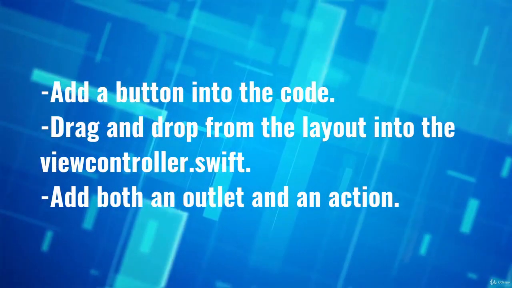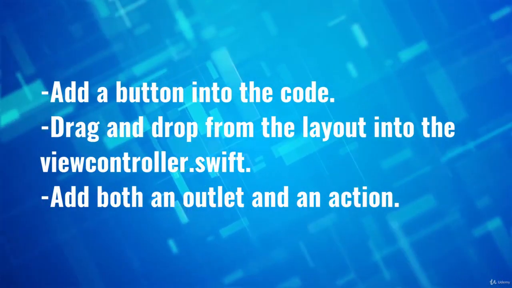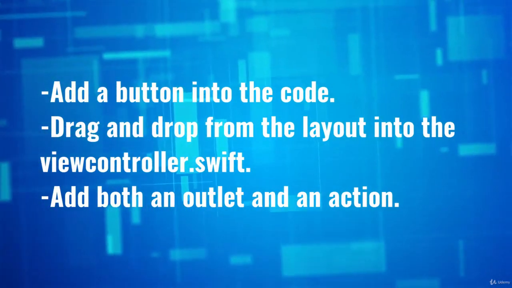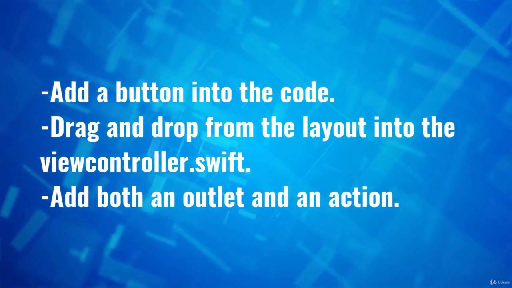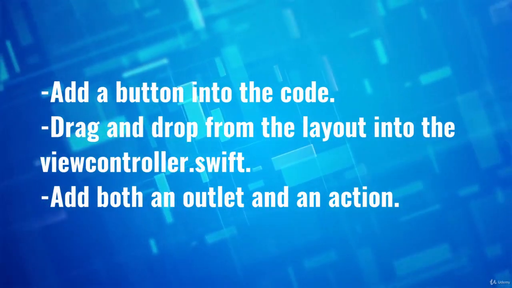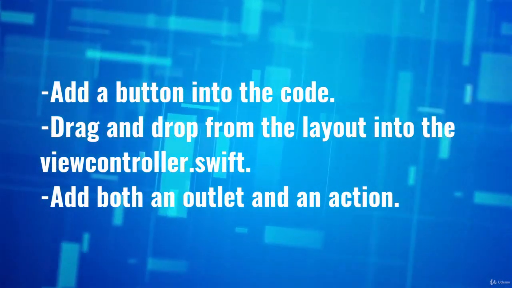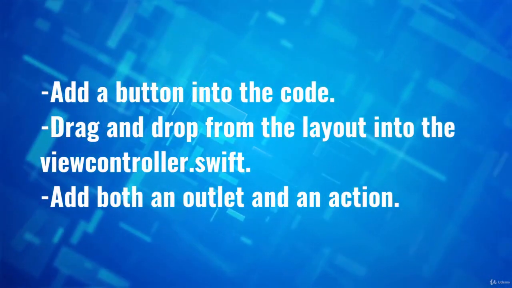One's going to be an outlet and one's going to be an action. So the outlet just allows us to change properties of the button, whereas the action handles the button press. Okay, so this is going to be something that's unique to objects or views that have some kind of an event handler. So we saw with the labels we didn't need to do something like this because all it's doing is changing the properties in the code itself.